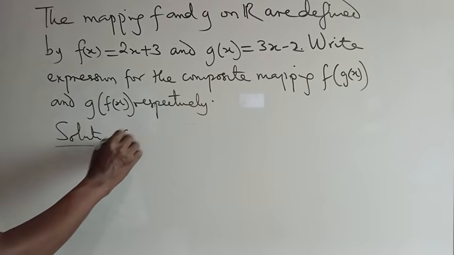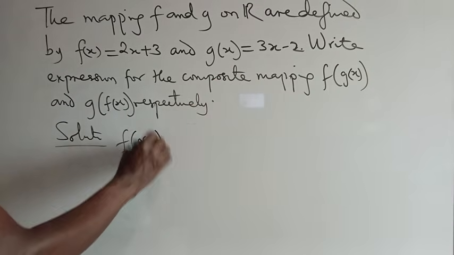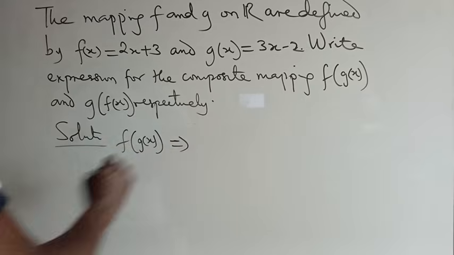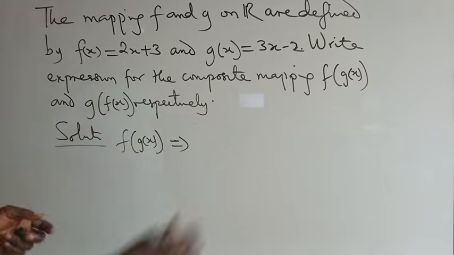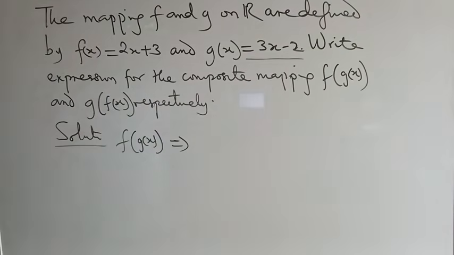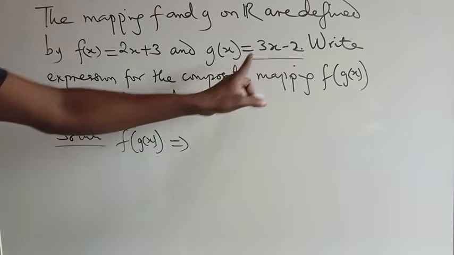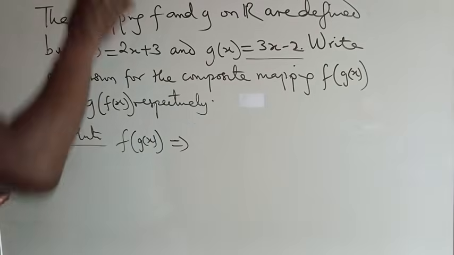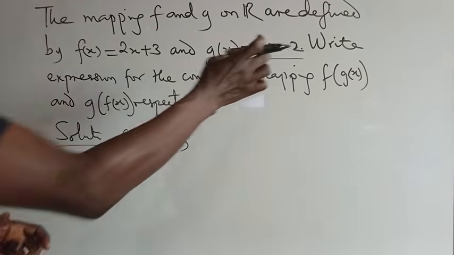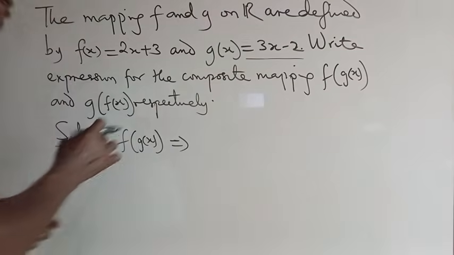So, for f of g of x, what does this imply? This simply implies put the function g of x inside f. This is the function g of x, 3x minus 2. Now put it inside f. Invariably, what you're asked to do is, wherever you see x in the function f, replace that x by 3x minus 2. That is the meaning.